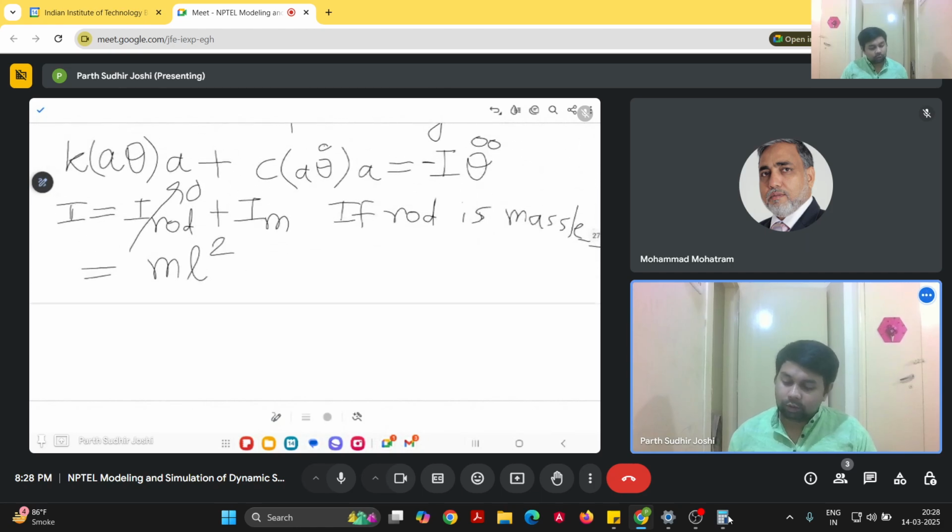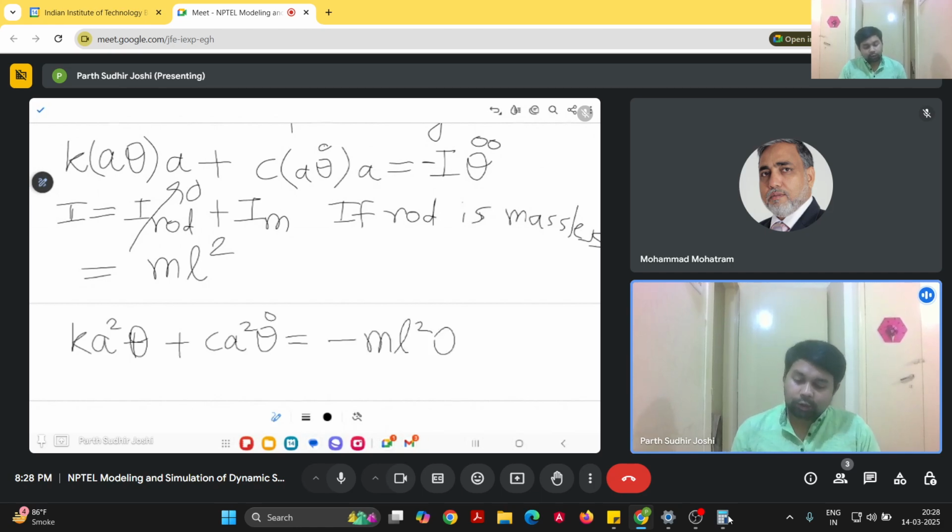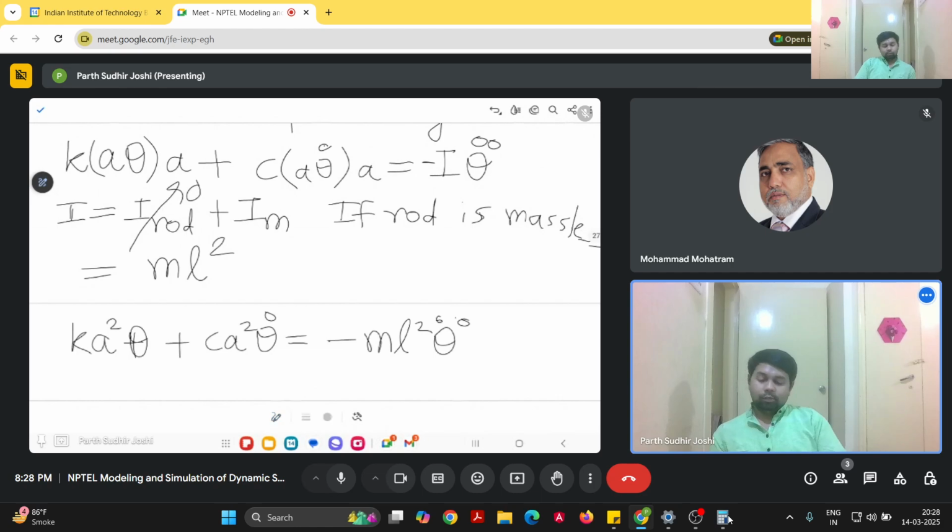So then the equation of motion becomes Ka square theta plus Ca square theta dot is equal to minus m L square theta double dot. So this is the equation of motion for small oscillations.